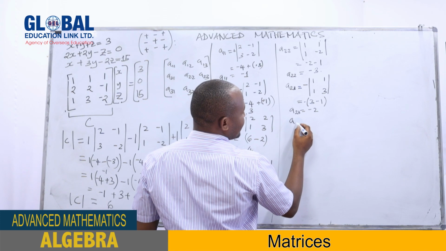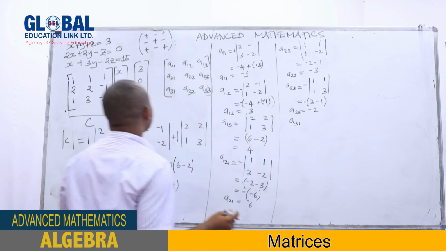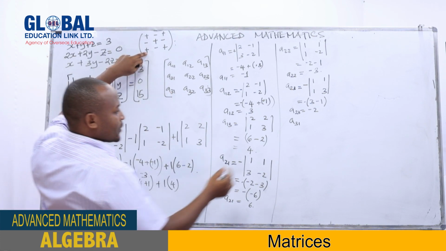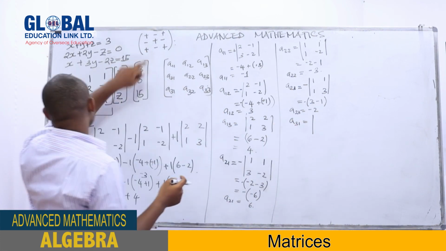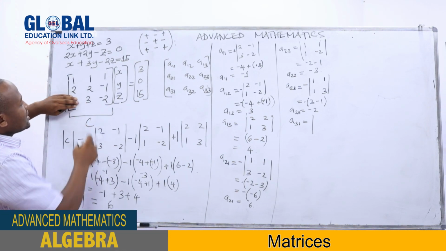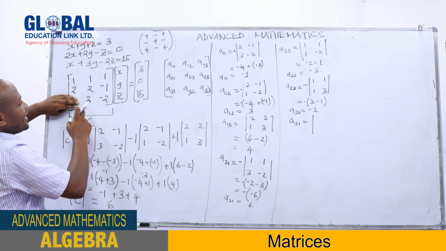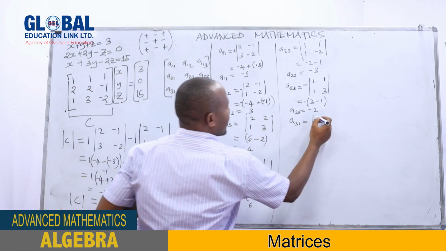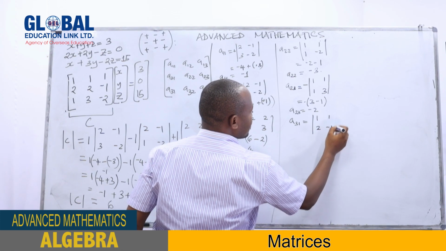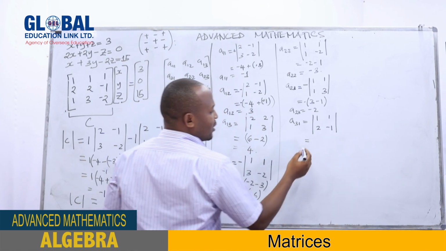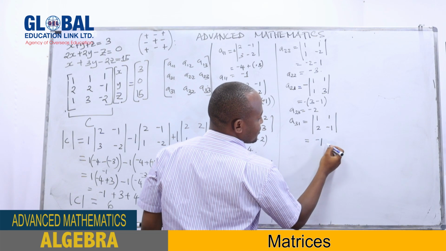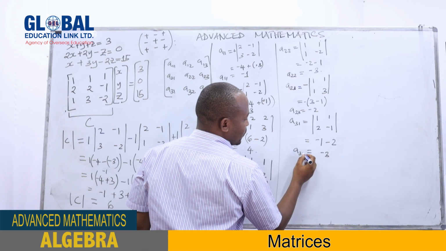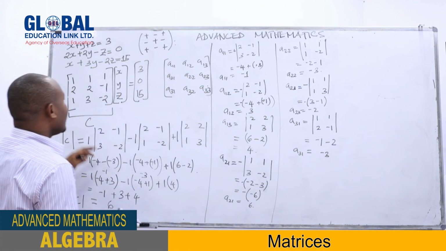Now let's talk about the cofactor of A3, 1. That means we are talking about that position, and the pattern says it is positive. That is 1, 1, the matrix that is left, a 2 by 2 matrix: 1, 1, 2, negative 1. Now manipulating that, we are left with negative 1 minus 2, then it's negative 3, that is 3, 1.